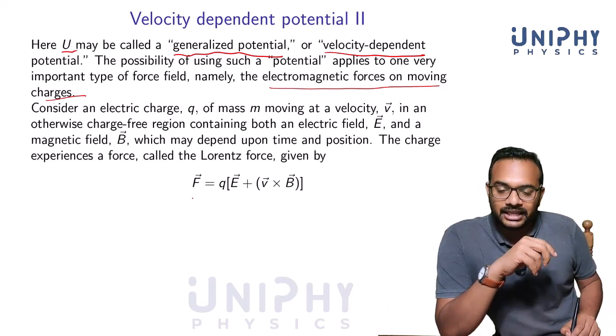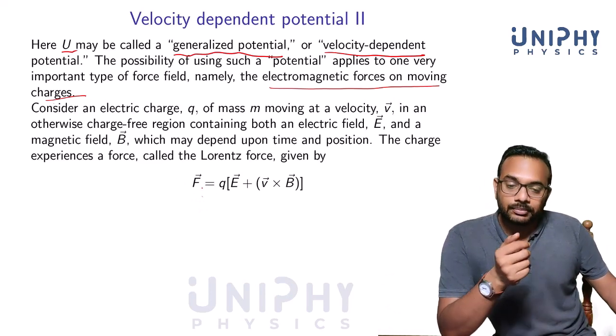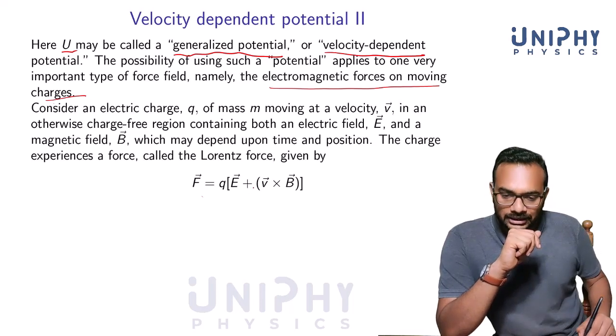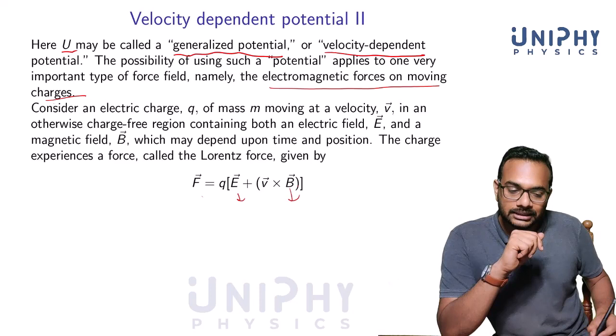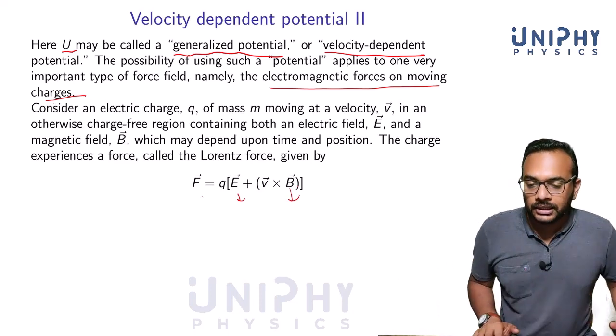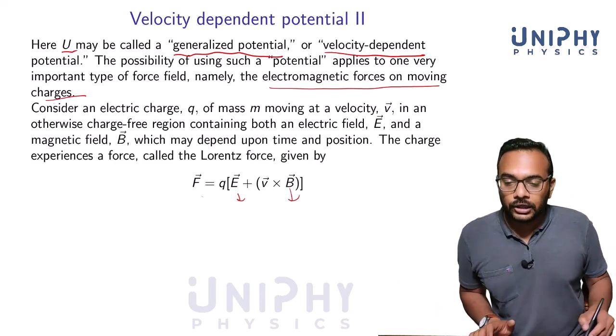Right, which is F vector is equal to Q E vector plus V vector cross B vector. E is the electromagnetic field, or rather the electric field, and B is the magnetic field. Okay, so you are familiar with this; it is called the Lorentz force law.